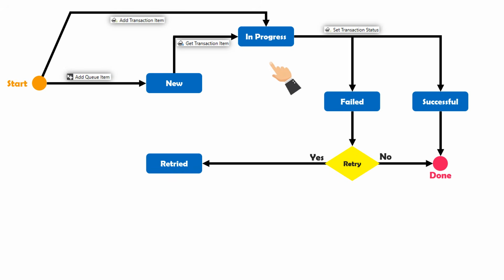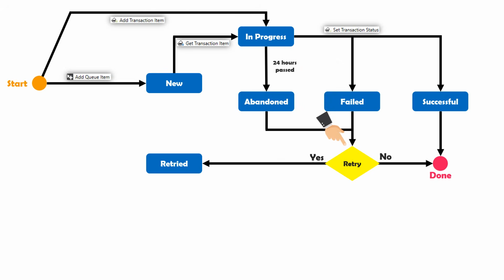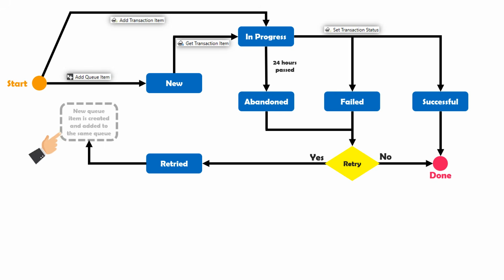The third status for the items that had status in progress is abandoned. This means that an item has remained in the status in progress for up to 24 hours without getting either status successful or failed, therefore this item is set as abandoned. In this case, it is also checked whether the item may be retried or not. If the item is set as retried, the item is copied and reloaded into the queue. The new item gets the status new. The new item is then processed again as already described.